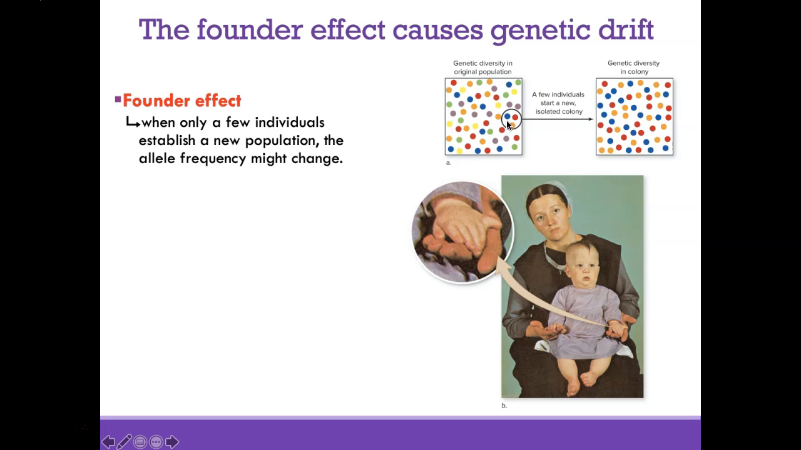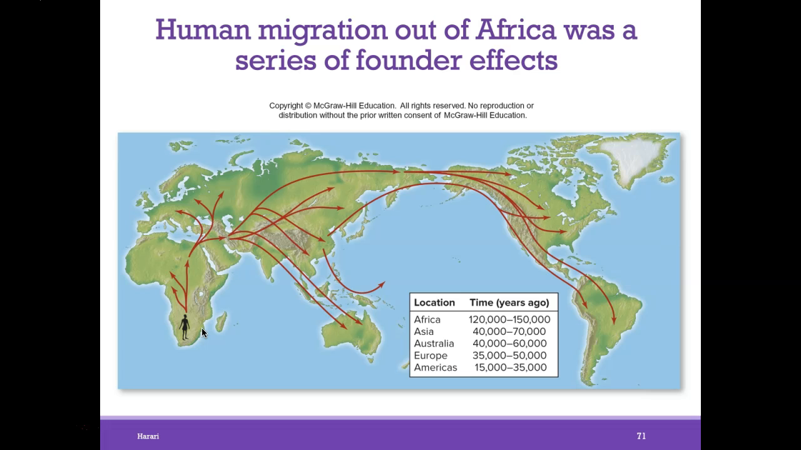Right? So the allele frequencies changed when only a subset of the individuals established a new population. On a much broader scale, the history of human migration out of Africa has really just been a series of founder effects. About 40 to 70,000 years ago, a subset of people migrated out of southern Africa to Asia. Again, the group that left Africa for Asia did not represent the entire population, right? So a sample made it to Asia.